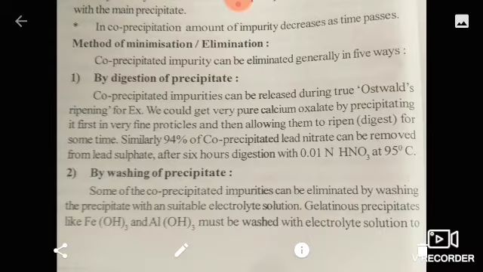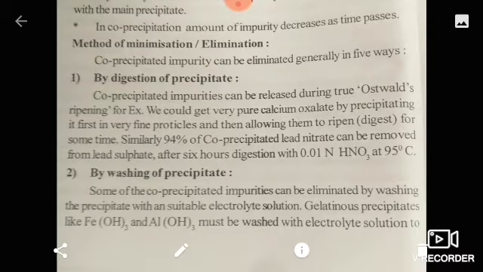The first method is by digestion of the precipitate. Digestion means the heating of the solution at an elevated temperature to increase the particle size. What is the aim of digestion? To increase the particle size, but the second aim of digestion or aging of the precipitate is to dissolve the unwanted impurities, that is, the foreign substances which may get incorporated into the precipitate. So co-precipitated impurities can be released during true Ostwald ripening.